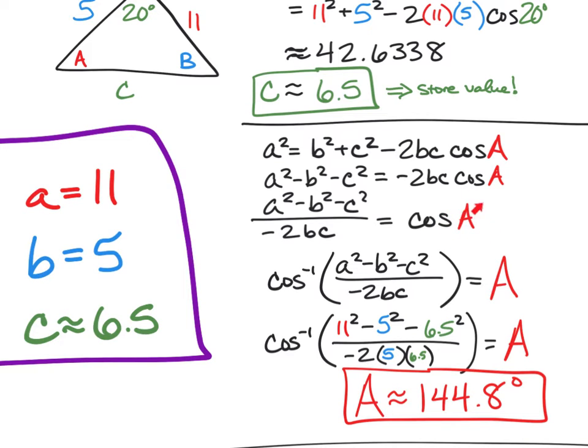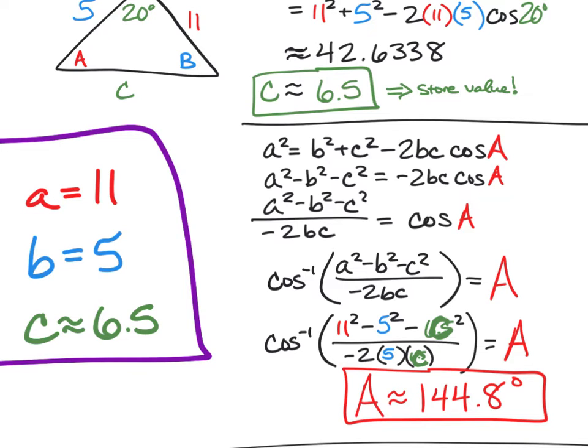And then to get the angle A out of that cosine function, I have to take the inverse cosine of both sides. These would cancel out. So we want the inverse cosine of a squared minus b squared minus c squared, all divided by negative 2bc. And so I plug in those values. Again, we just stored this value c in our calculator. So instead of typing 6.5 in there, I can just type alpha c and be able to use a more accurate number. And the calculator is going to pop out to us that angle A is approximately 144.8 degrees.